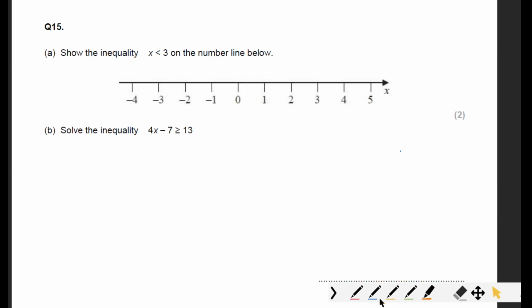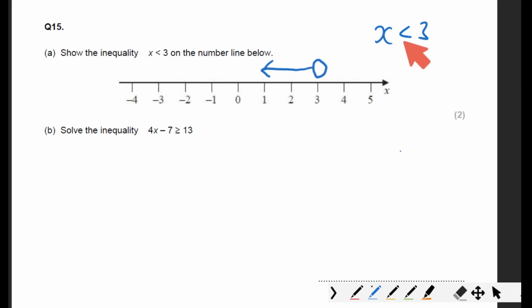Question 15. Inequality question on a number line. Show the inequality x less than 3. Well, find 3. Where's 3? Here it is. We've got 3 there. We put a circle, and then any of these numbers, just draw an arrow, any size arrow going that way. All of these numbers are less than 3. That's the answer there.